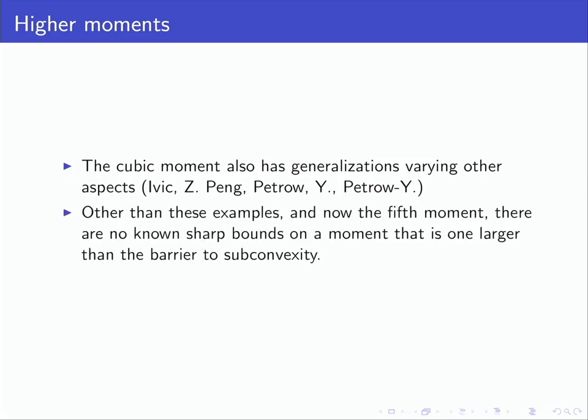So besides those examples, and now this fifth moment, I don't know any examples of a moment problem where we can get a sharp upper bound for a moment that's one larger than what we would call the barrier moment. Assuming theta equals 0. I like to pretend theta is 0, but okay.